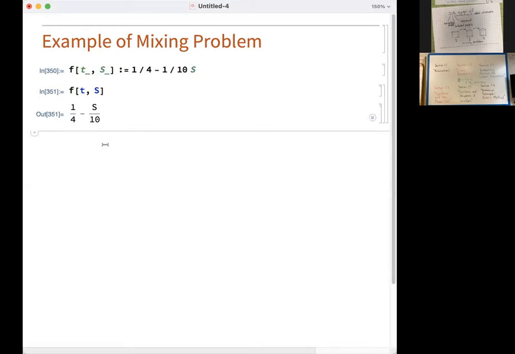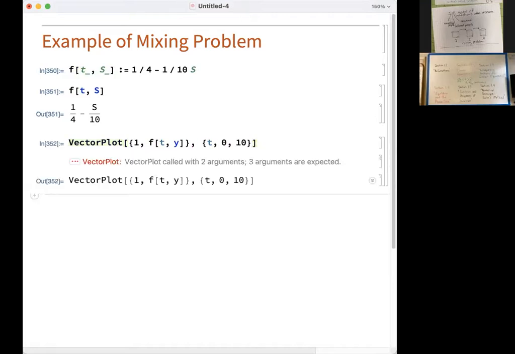Now let's set up the vector field for this. Vector plot, and let's do this vector field, t comma y. This is already pre-given to you in my notebooks, but I wanted to do this one from scratch just for effect. We can always adjust this, so let's say t is from 0 to 10. Let's see if we get any interesting output. It wants another argument, so I must be missing something. My best guess is I need to also specify the y values.